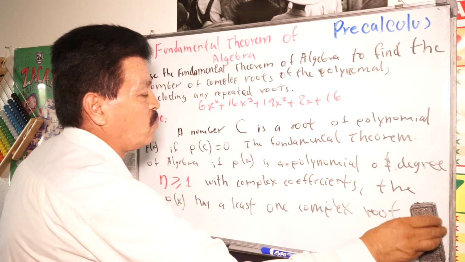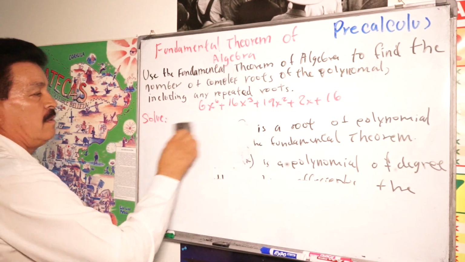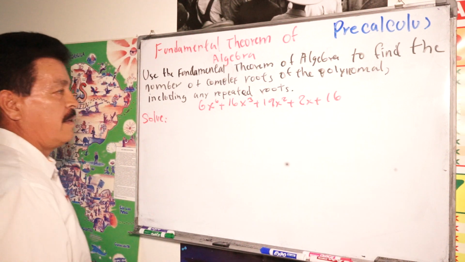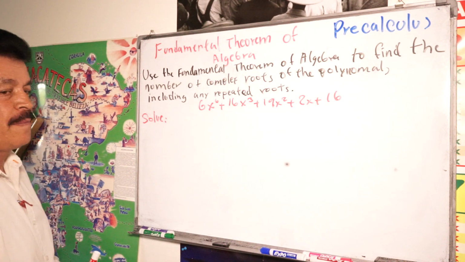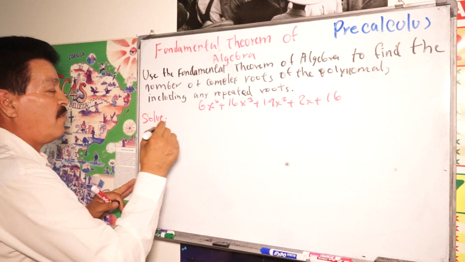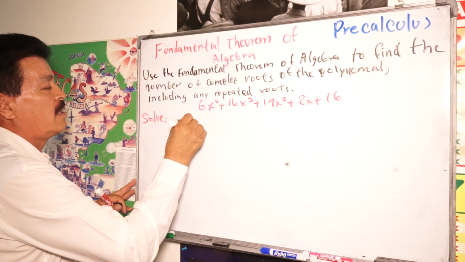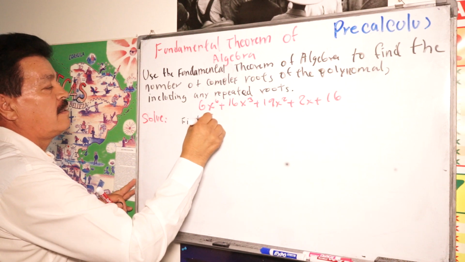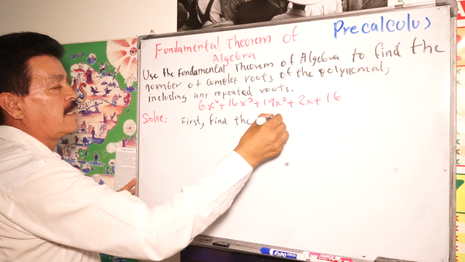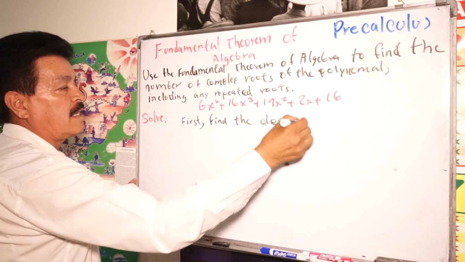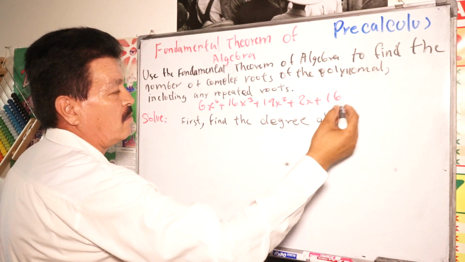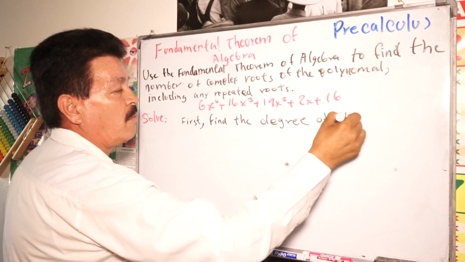Okay, let's try to solve our problem here. Doing the process, okay, in this case, the first step, we have to find the degree. First, find the degree of the polynomial, okay, of the polynomial.